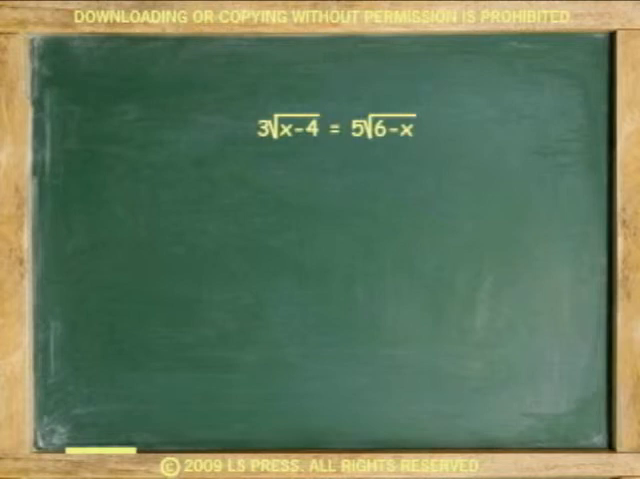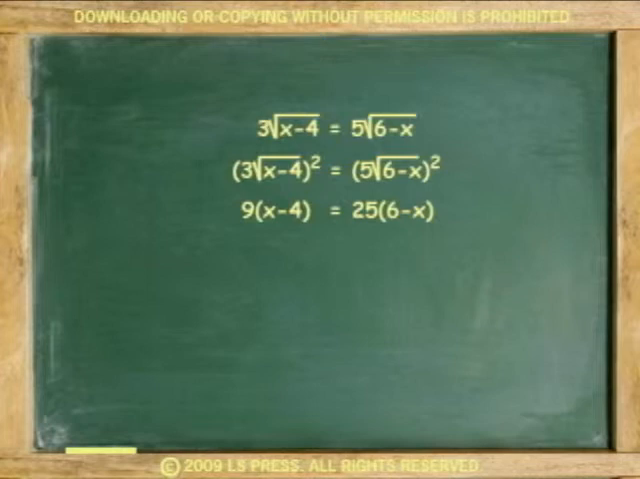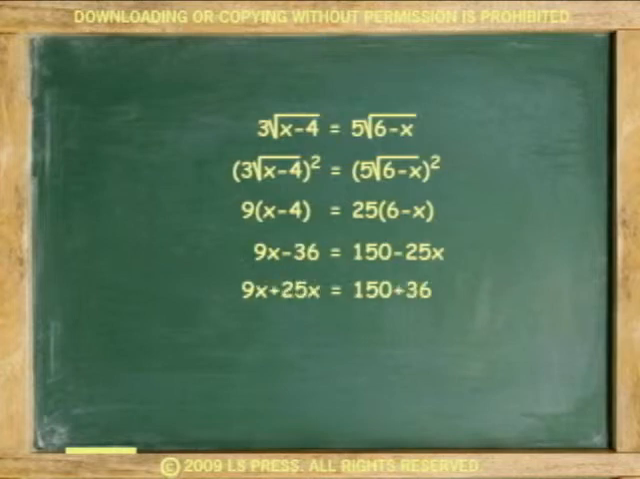Another example. Find x. Square both sides. 3 times 3 equals 9. 5 times 5 equals 25. Distribute. Add 25x and 36 to both sides. Divide. X equals 5.47.